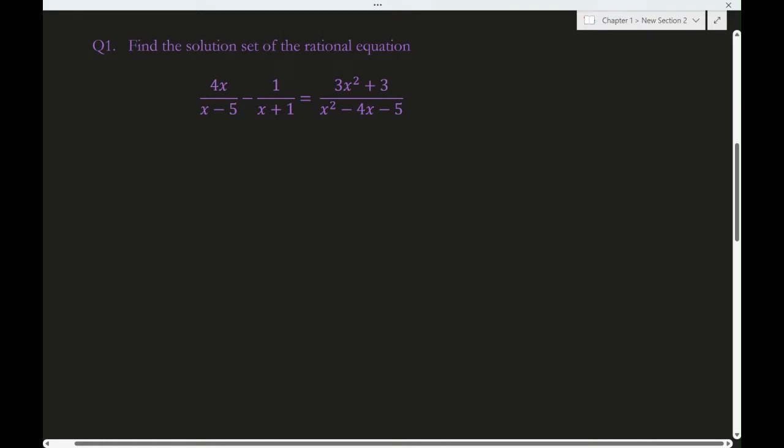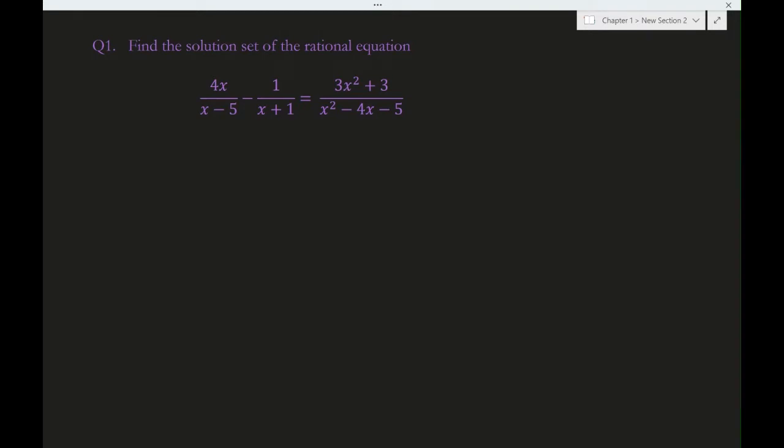So question number one, what to do in this type of problem is we try to factorize the right hand side. So this is 4x over x minus 5 minus x plus 1 over the denominator. We can factorize the denominator, and clearly we can see that this is nothing but x minus 5 times x plus 1. We need two factors that multiply to give us minus 5, and when we add, give us minus 4.